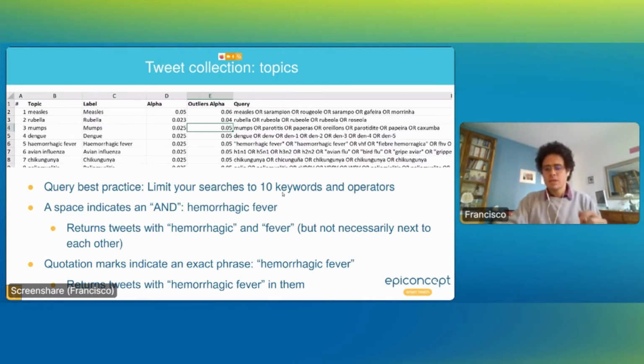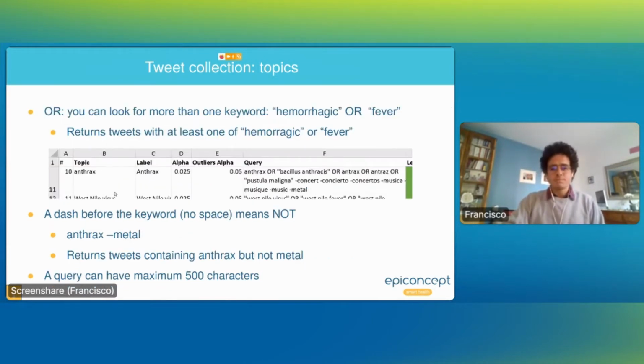Also, a best practice is to limit queries to 10 keywords and operators, because there is also a limit on the size of the query, which is on the next slide. You can go over 10 keywords and operators, but Twitter could limit your query by complexity. They suggest keeping it as simple as possible, but you can still go a little bit over that. You can try your different queries and see how it goes.